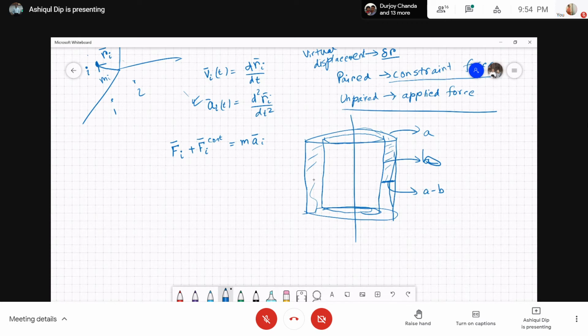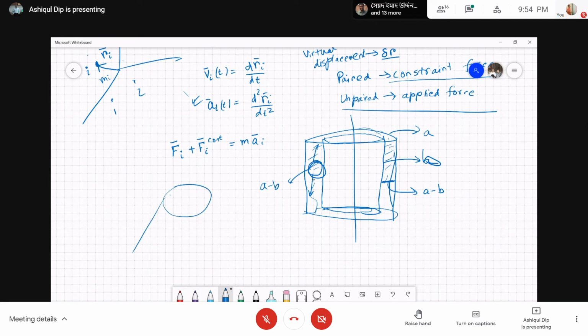Now, let's say you have a marble, a small ball that has a diameter of A minus B, and you just place it inside of that and say it's totally frictionless and it can move. So in principle, it can move this way, that way, but the motion always needs to be tangent to the surface of this cylinder. I'm bad at drawing.